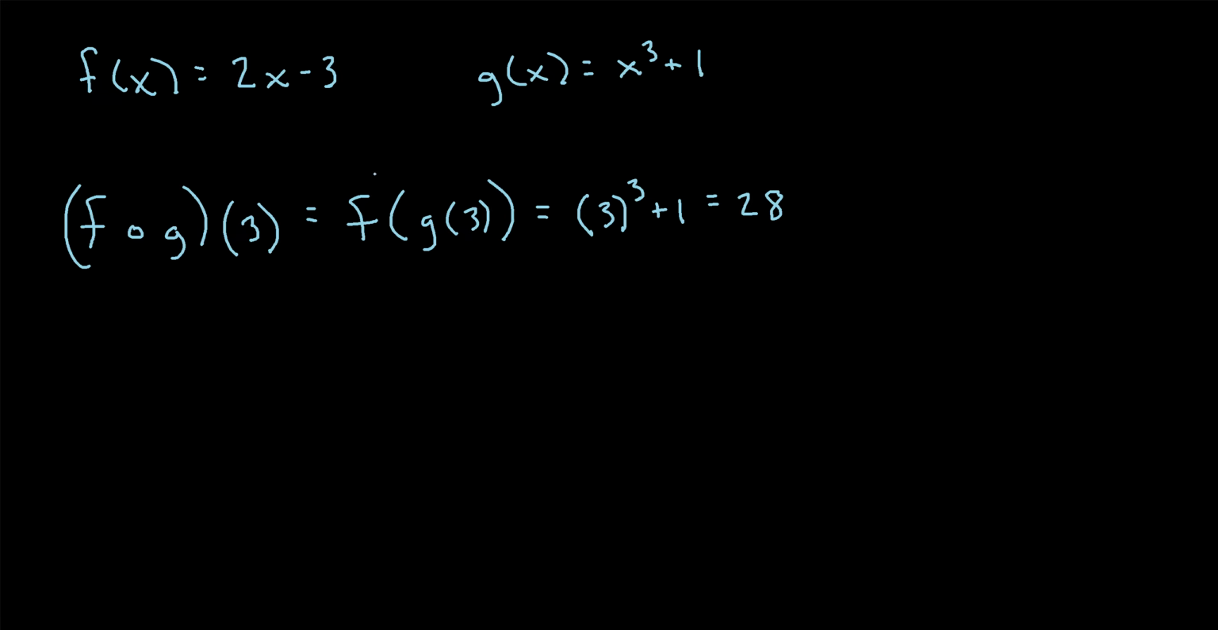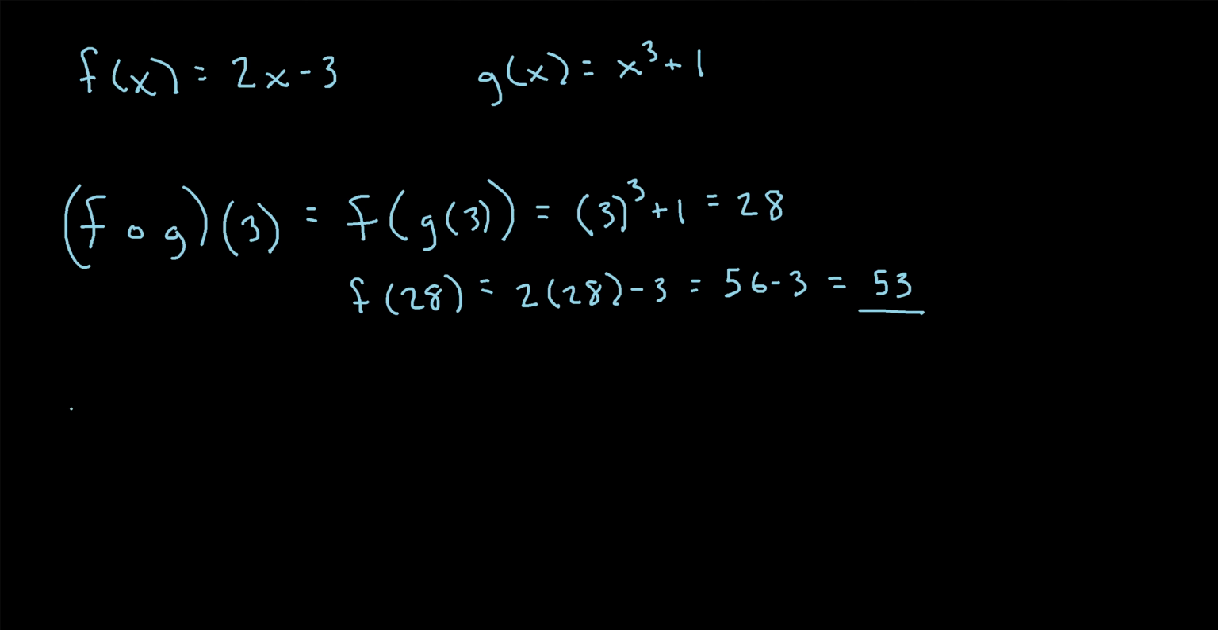But remember, this is all inside the function f. So now we need to plug in 28 into f. So we'll get, let's write f of 28 is equal to, so we'll plug in 28 for x. So that would be 2 times 28 minus 3. 2 times 28, that is 56. 56 minus 3, so we get 53. So that's our final answer. That is f of g evaluated at 3.